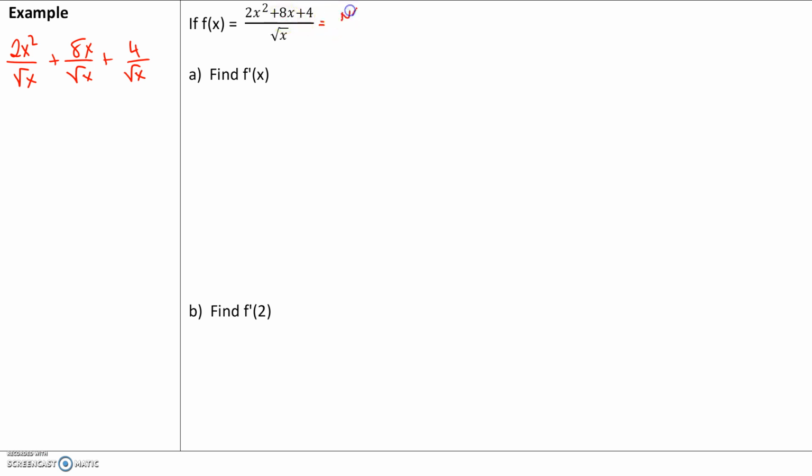So for the quotient rule, our numerator will be n of x, and our denominator will be d of x. However we want to organize it, make some kind of chart, and write down what is n of x equal to and what is n prime of x equal to. So n of x is 2x squared plus 8x plus 4. n prime of x: 2 times 2 is 4, so this is 4x. This is x to the first, so 1 times 8 is 8. The derivative of the constant is 0, so we get 4x plus 8.